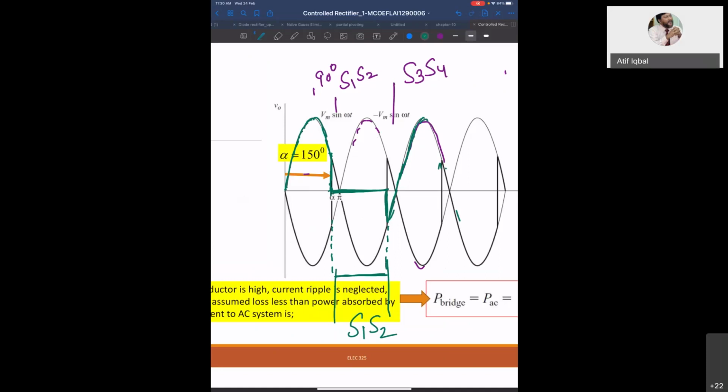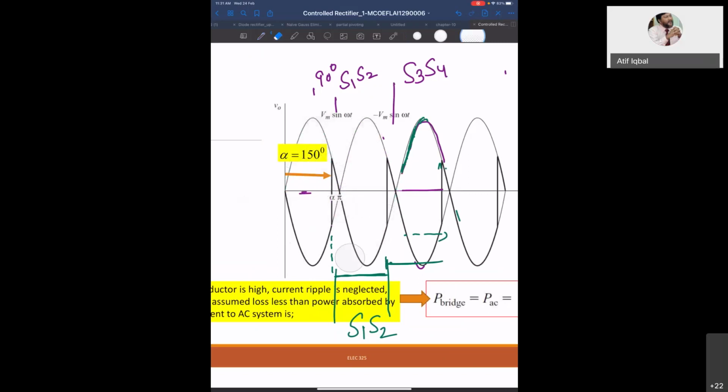And what will be the voltage across S3 and S4? You see, S3 and S4 are operating from here to here, so the voltage will be zero, and when they are not operating, the voltage will be the same as the supply voltage. So it will be this voltage, and then this voltage. Whenever they are conducting, the voltage across them will be zero. When they are not conducting, the voltage will be the supply voltage.